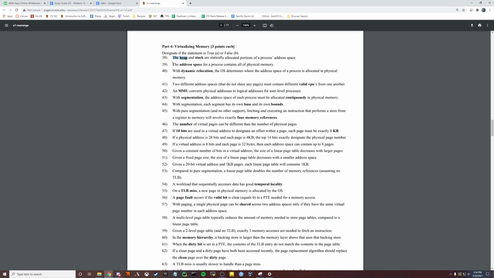Yep. 39, the address space for a process contains all of physical memory. I think that's false, right? False. Yeah, they each get their own virtual address space, which then corresponds to some chunk of physical memory, and isn't that why we have the bounds registers and stuff, right?